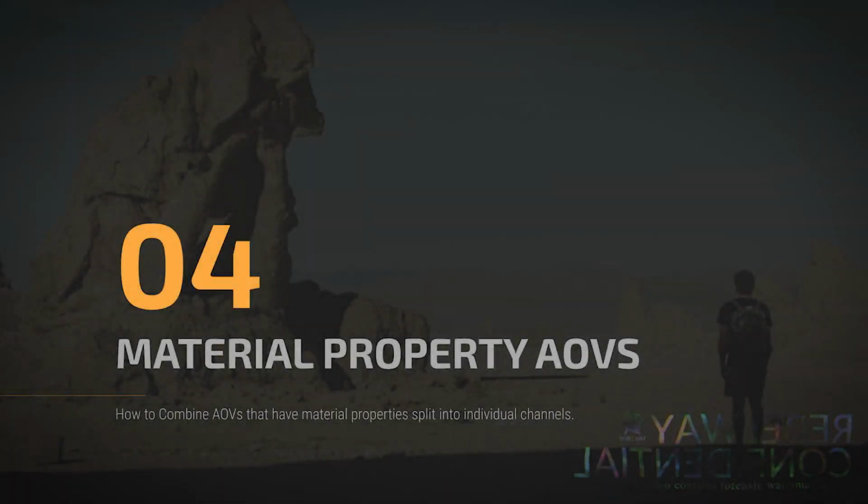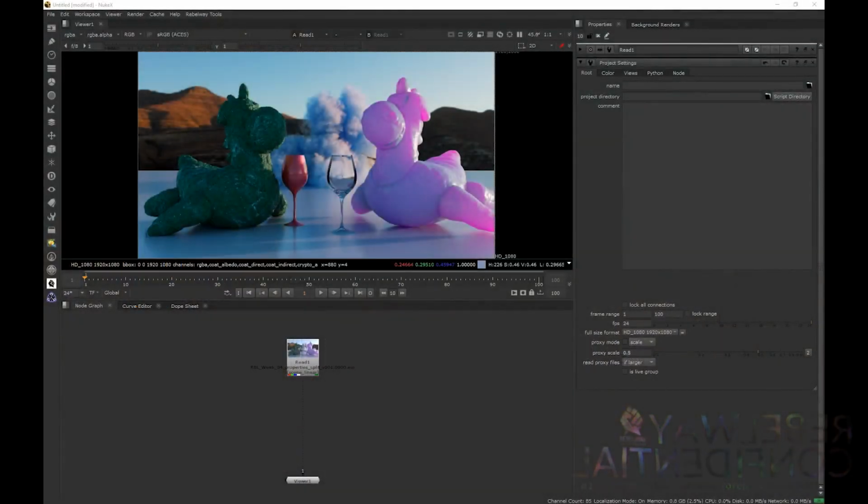In this video, we're going to take a look at our first type of multi-layer EXR that comes from CG. We're going to look at what I call the material properties split out. Now, a material property split out comes with a certain set of AOVs. And when I say AOVs, that's interchangeable with the term layers. An AOV is an arbitrary output variable. It's an extra layer for us to use when we're compositing.